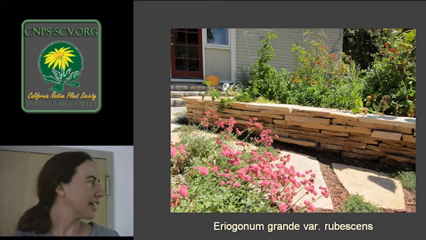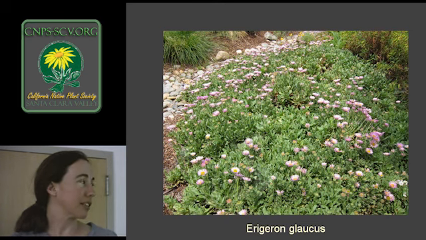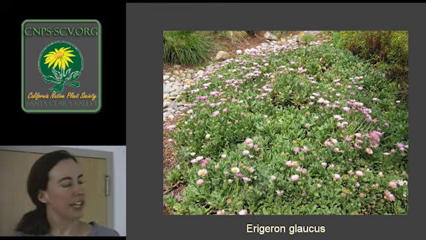So this is a seaside daisy, and this is a straight Erigeron glaucus. It's not a cultivar. And the straight one has a lot of green leaves compared to flowers, but it's a very nice uniform mass. And so this is kind of a nice plant to have a massing of. You can't walk on it.